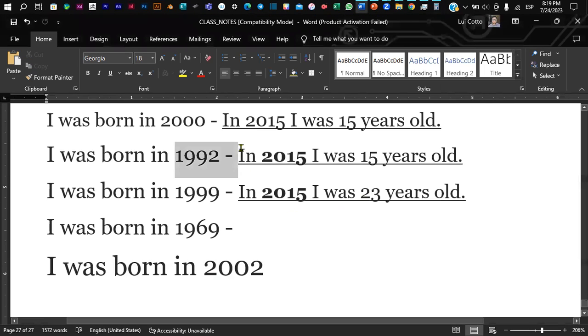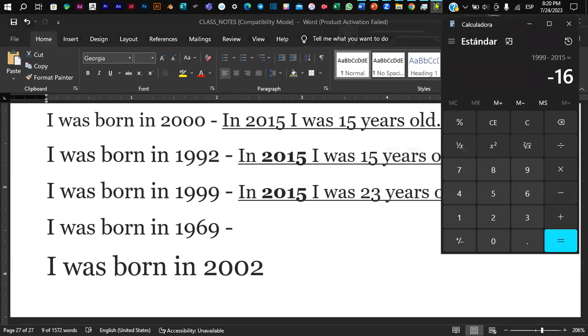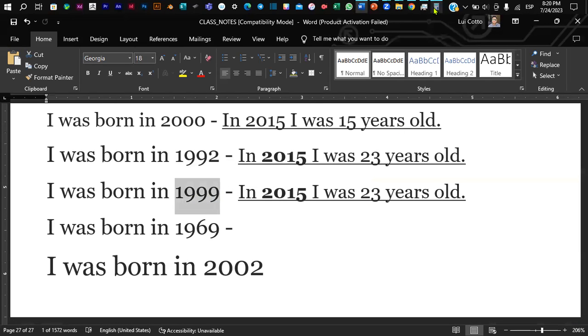Okay. Is this correct? Es que, si usted ve de 1992 a 2015, no habían 15 años, sino que habían 23. Ah, okay, 23. Yes. Who's this one? This is me.